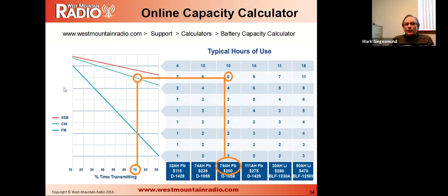You run over to the number of hours that you're looking for. Say you're looking for a 6-hour use out of your battery, and then go down. A 79 amp hour lead acid battery will last about 6 hours if you're doing CW 70% of the time transmitting. Anyway, this chart is on our website, and you can tell it to use different size batteries, lithium or lead acid, whatever you're interested in. And this will help you size your battery a little bit as to what kind of battery would be best for you.